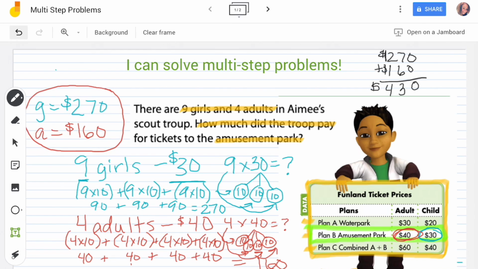How much money did Amy's Scout Troop spend on the amusement park tickets? $430. So the answer to this problem is Amy's Scout Troop spent $430 on the amusement park tickets. Great job.